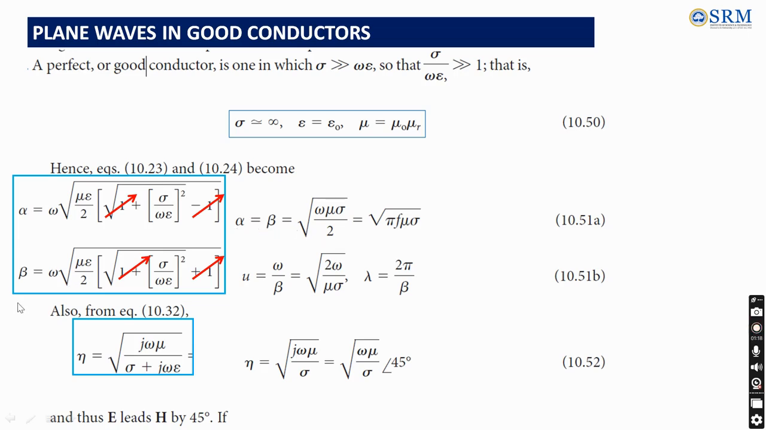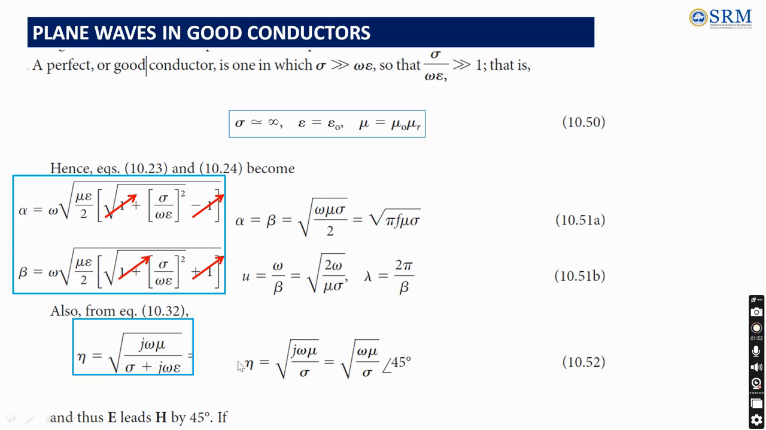And the phase constant beta also turns out to be the same. In the case of a good conductor, alpha and beta both have the same value. If I substitute omega equals 2 pi f, the 2 and 2 get cancelled, giving pi f mu sigma. What about the velocity of the wave? It is equal to omega by beta. If you substitute the beta value here, we will get root of 2 omega by mu sigma as the answer. Whereas the wavelength remains the same, it's 2 pi by beta.